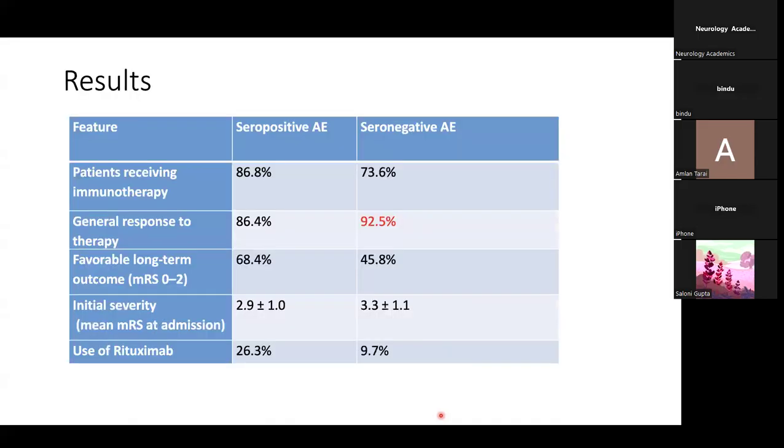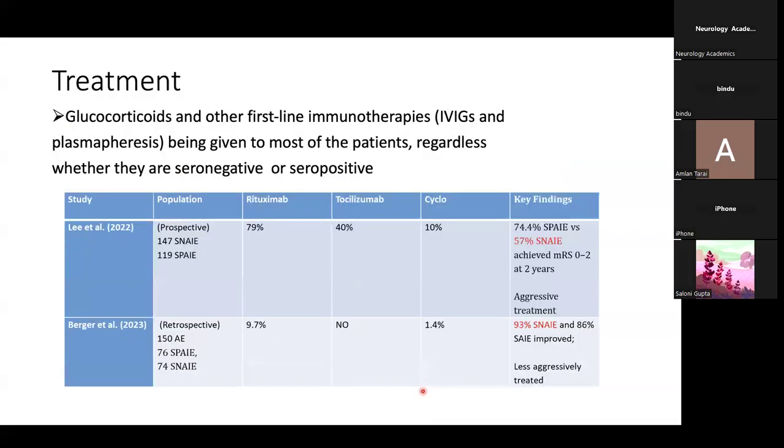Comparing the seropositive and seronegative autoimmune encephalitis, patients receiving immunotherapy were 86.8% in seropositive and 73% in seronegative, but the response is good: 92% of seronegative patients had a good response, and a favorable long-term outcome, mRS of 2 or less, for the seronegative. The initial mRS score was 2.9 plus or minus 1, and higher in the seronegative case. Rituximab was used in 26% of the seropositive cases and 9% of the seronegative cases.